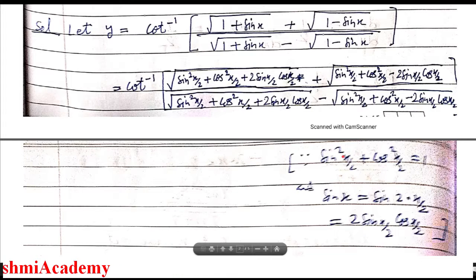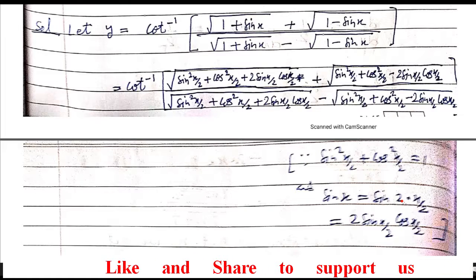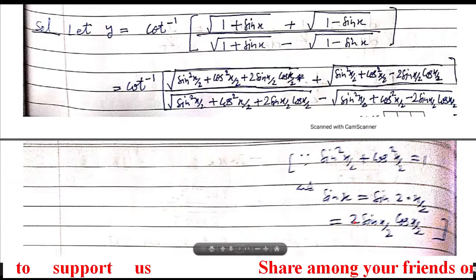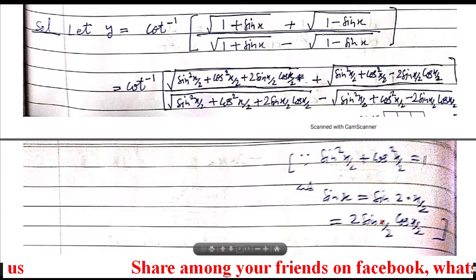Again I am repeating, first this 1 I replaced by the identity sin square theta plus cos square theta equal to 1. Instead of theta, I took x upon 2, because here the second term is sin x, and sin x we are going to split as sin 2 times x upon 2, so that it will convert into the form of sin 2 theta, and we can use the formula 2 sin theta cos theta, where theta is going to be x upon 2.